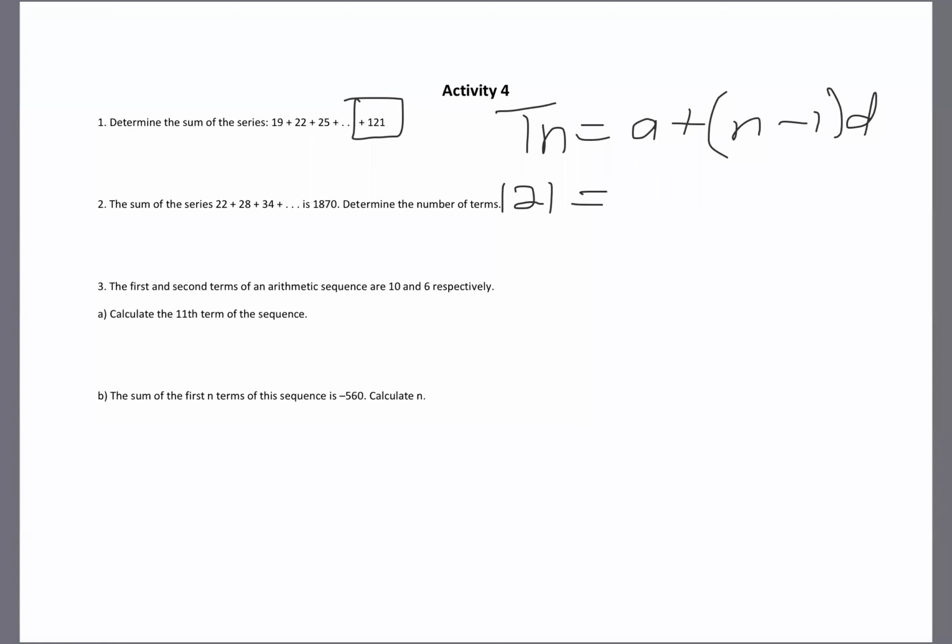19 plus n minus 1. What's my d? It's 3. And then I just solve for n, right? Yes, ma'am. Sorry, I'm just trying to figure something out quickly. Yes, and then I just solve for n. So my n here is going to be 35. Did you get the same answer?